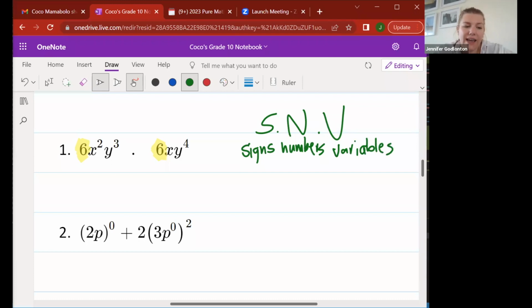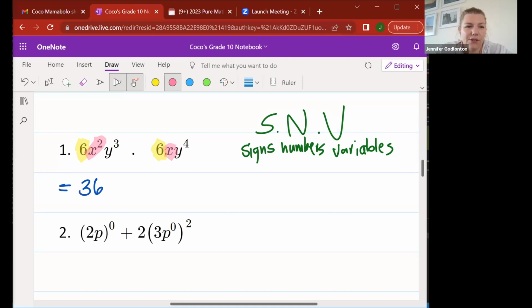In this case, both of them are positive, so we don't care, it's going to be a positive answer, no worries. Numbers: we've got two 6s, so we're going to say 6 times 6. What is 6 times 6 going to give us? 36, beautiful.